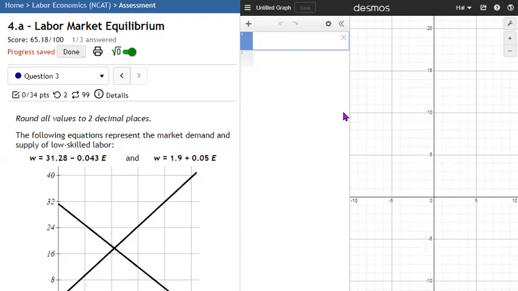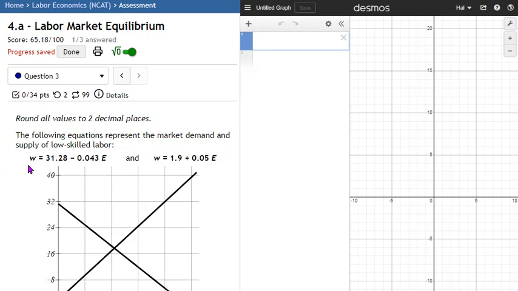All right, in this lesson, question 3 for a labor market equilibrium, we're going to put labor demand and labor supply together, and we're going to use them to come up with the market wage. Okay, so I'm going to use Desmos this time.